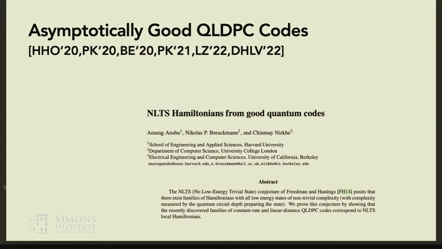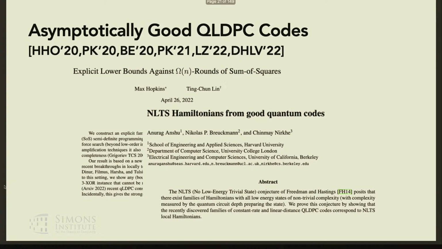So most of what I'll talk about is a follow-up to this breakthrough work by Anshu, Breuckmann, and Nirkhe, which showed that NLTS Hamiltonians can be obtained from these good quantum LDPC codes. And I'll define what all these things mean in a bit. But even before this work, there was actually another application to classical complexity theory, which was arguably a breakthrough in itself, which was constructing these explicit lower bounds against a classical algorithmic framework called the sum of squares SDP. And somehow these quantum LDPC codes again led to these hardness results in classical complexity theory.